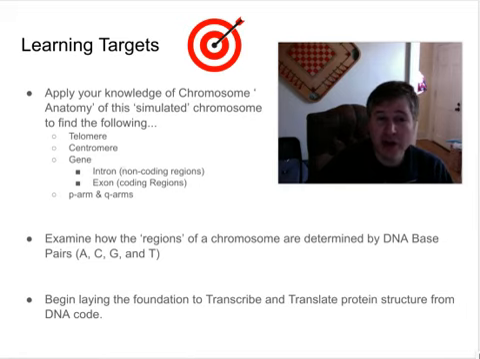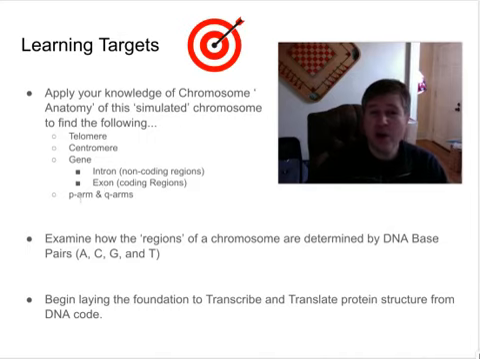Introns are those non-coding regions that you learned about in the DNA profiling. Exons are those coding regions that code for a trait. Remember, EX for expressed. Those are going to be expressed by your genes for things like hair color and eye color. Our P arms and our Q arms. We're also going to find the promoter gene as well. I should have thrown that in there. Our promoter and our terminator.